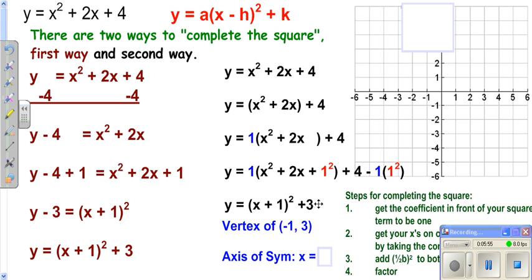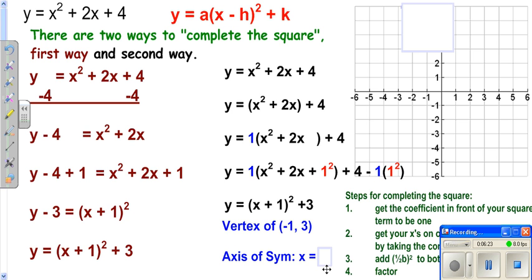Now, some of you will like this way over here. When you end up having a number in front of your squared term, other than a 1, this method over here in black is a lot shorter. But some of you may not like that. If you don't mind doing a few more steps and find it easier to follow, go ahead and do that way. I don't really care which way you do it.